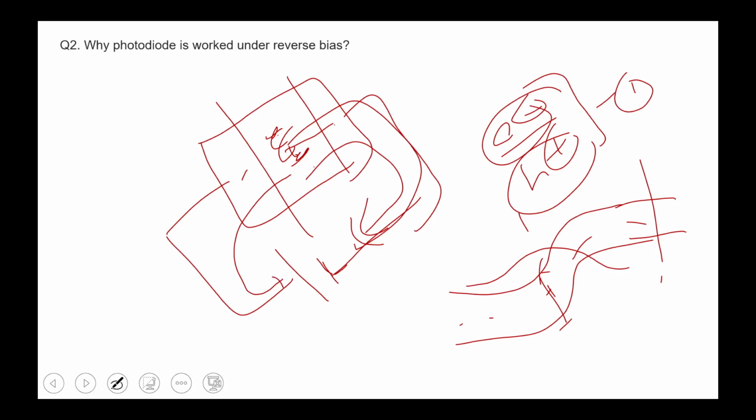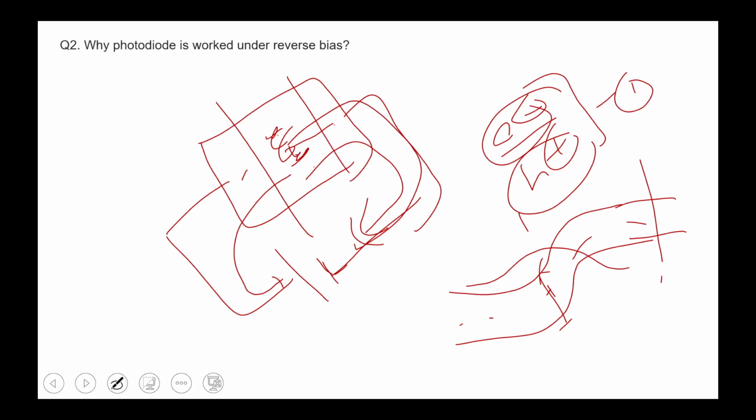So the photodetector is also a diode, like the avalanche photodiode, PIN photodiode, Zener photodiode, Schottky photodiode. There are a lot of types of photodiode, photomultiplier, phototube. So why do we use reverse bias?